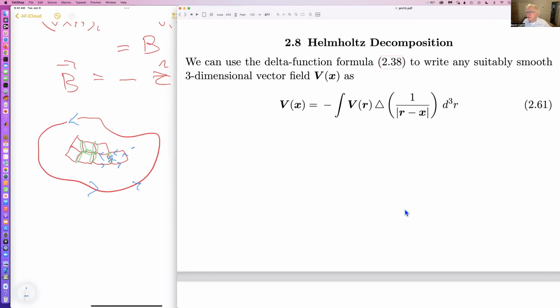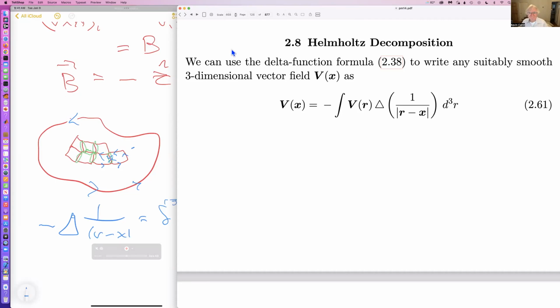The next topic here is the Helmholtz decomposition. And this is an application of the delta function formula we saw earlier, that minus Laplacian of 1 over |r minus x| is the delta function. In other words, minus Laplacian of 1 over |r minus x| is equal to delta of x.